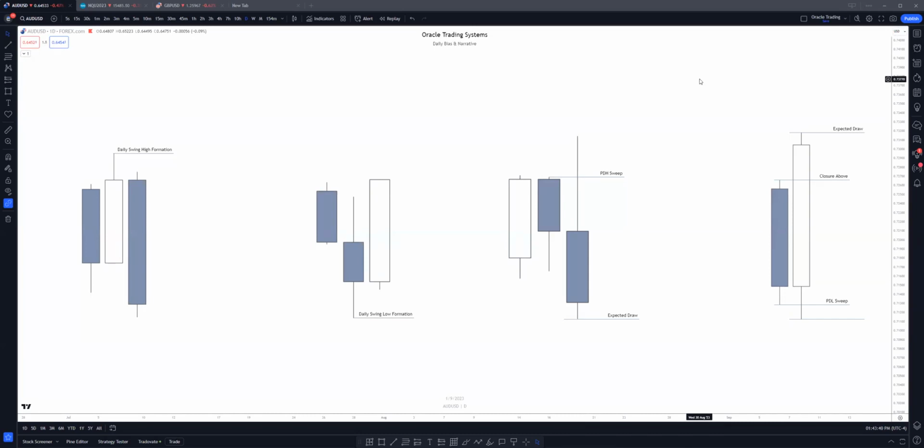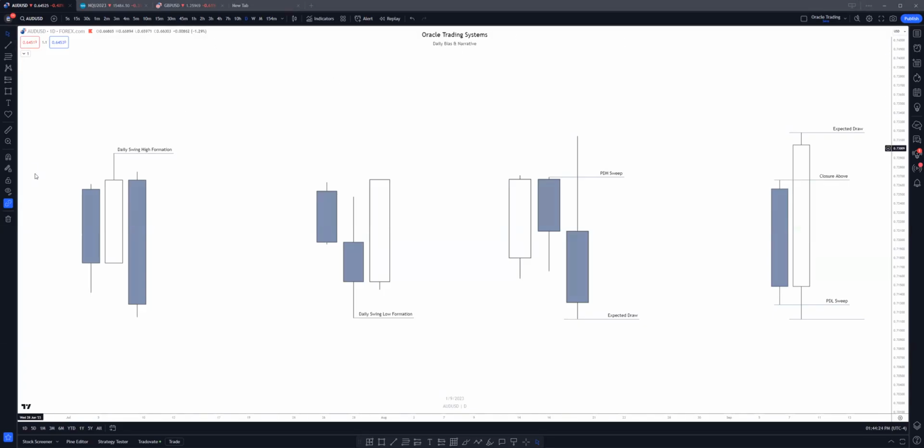Okay. So before we get into the actual charts here, we have to understand what we're looking at when we're reading daily and weekly or even monthly candles. It's applicable to all of the very high time frame candlestick charts. In these examples, we're just going to be talking about daily here, but this is all applicable for weekly and monthly as well. We need to understand what is a daily swing high formation, what is a sweep of the previous day, and how this affects our expected draw.